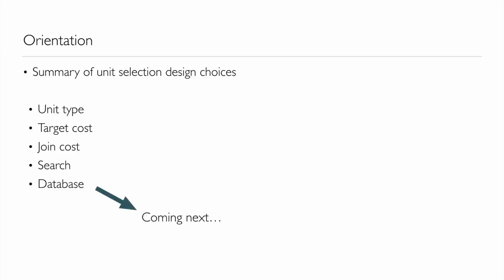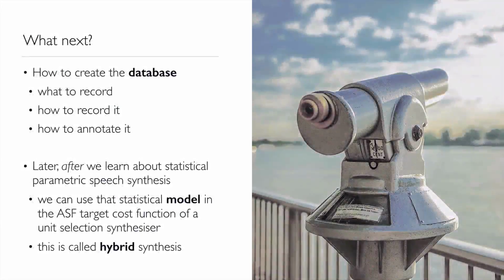And the final design choice, the thing that we're going to cover next, is what to put in our database. So let's finish by looking forward to what's coming up. We need to know a lot more about this database. It's got to have natural speech in it. It's going to need to be from a single speaker for obvious reasons. We're going to concatenate small fragments of it. But what exactly should we record? How should we record it? Do we need to be very careful about that? And how do we annotate it? We need to know where all of, say, the diphones start and finish, and annotate each of them with their linguistic properties for use in either an IFF or an ASF type target cost.